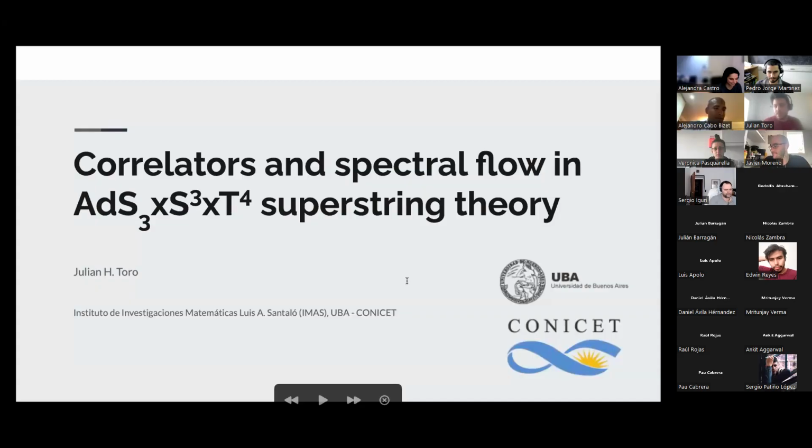Hello everyone. I will talk about correlators and spectral flow in AdS3 × S3 × T4 superstring theory. This AdS3 × S3 × T4 is an exact solution for the superstring equations, and it is dual to a two-dimensional CFT located in the boundary of the AdS3.